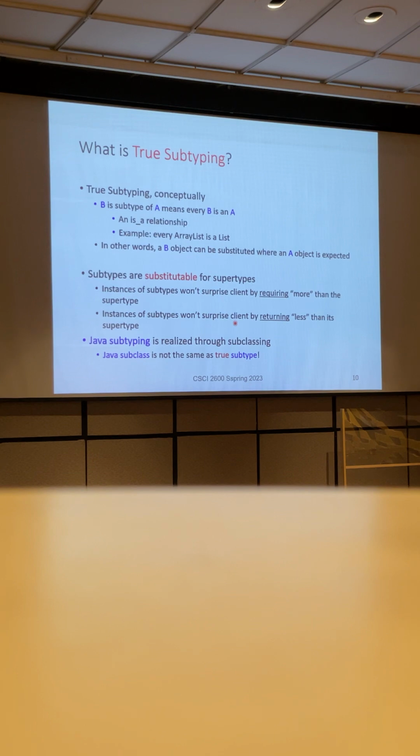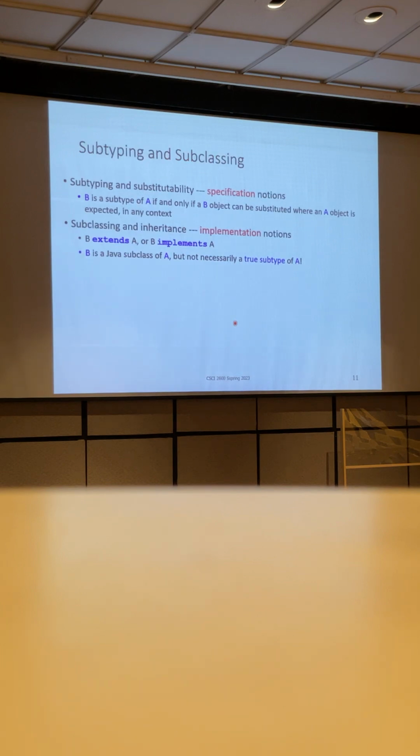Java subtyping is implemented as subclassing. So when we say class A extends class B, class A is a subclass of class B. This is the way Java implements subtyping. But it is extremely important to note here that Java subclasses are not the same as true subtypes. Here is their contrast. Subtyping and substitutability are specification notions. So, B is a subtype of A.